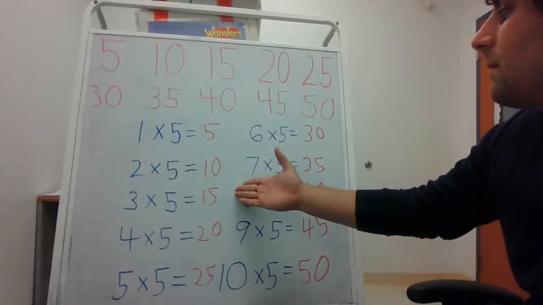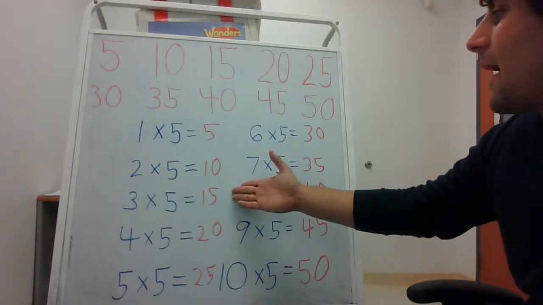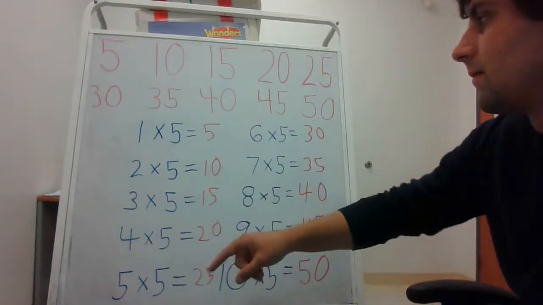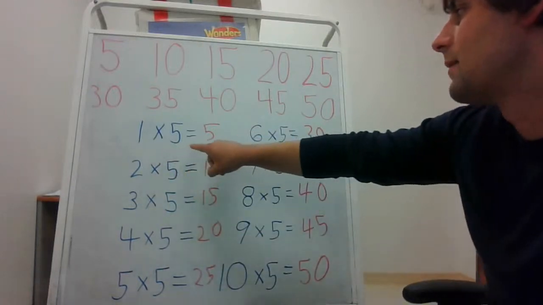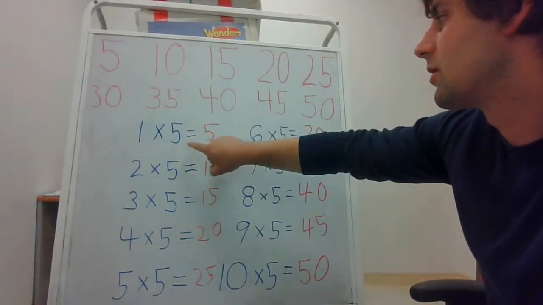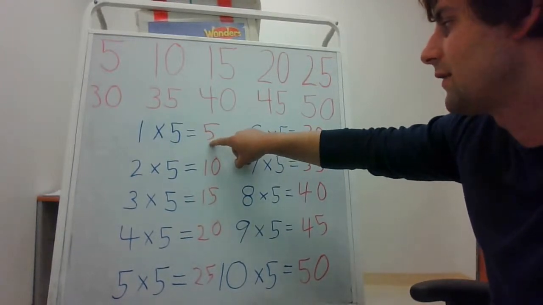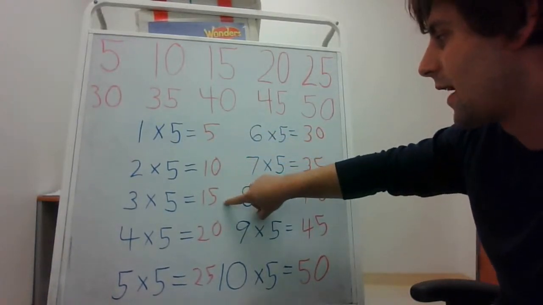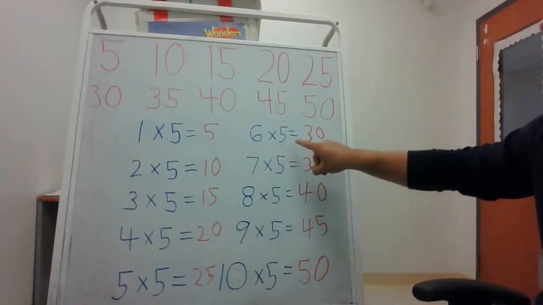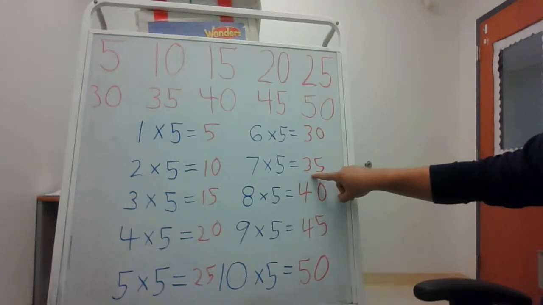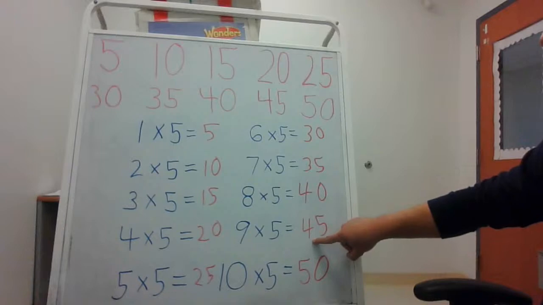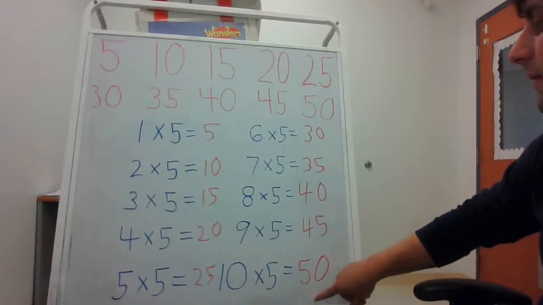So again, I was able to immediately and automatically solve all the multiplication problems just by counting by fives. 1 times 5 equals 5, because anytime you multiply a number times 1, it's always going to be the number itself. So 1 times 5 equals 5, 2 times 5 equals 10, 3 times 5 equals 15, 4 times 5 equals 20, 5 times 5 equals 25, 6 times 5 equals 30, 7 times 5 equals 35, 8 times 5 equals 40, 9 times 5 equals 45, 10 times 5 equals 50.